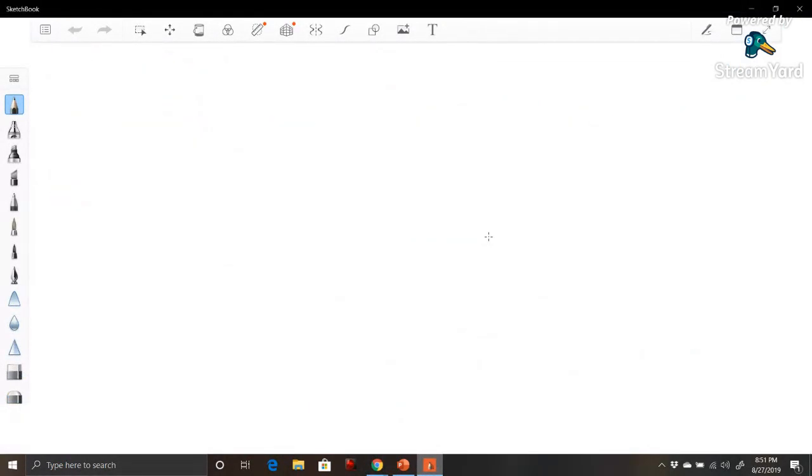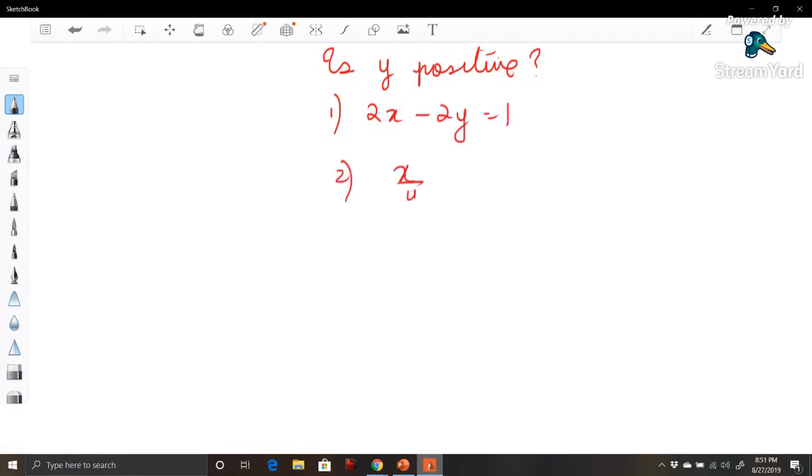Now, here's the next question. I want to see how you would approach it. It's an official question. Let's work with it. Is y positive? First statement: 2x minus 2y is equal to 1. And the second statement: x by y is greater than 1. Same rules apply. I want all of you to take a couple of minutes, solve, and give me an answer, please. And keep in mind what we discussed in the previous question. Okay, your time starts now.